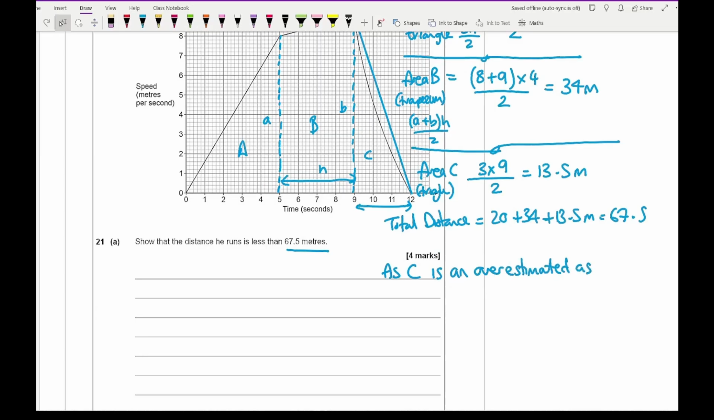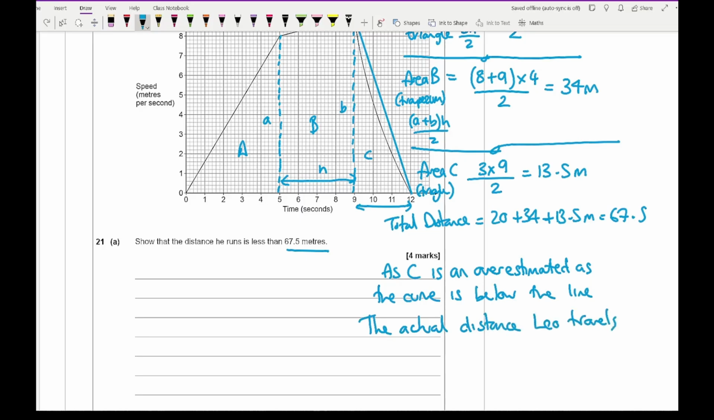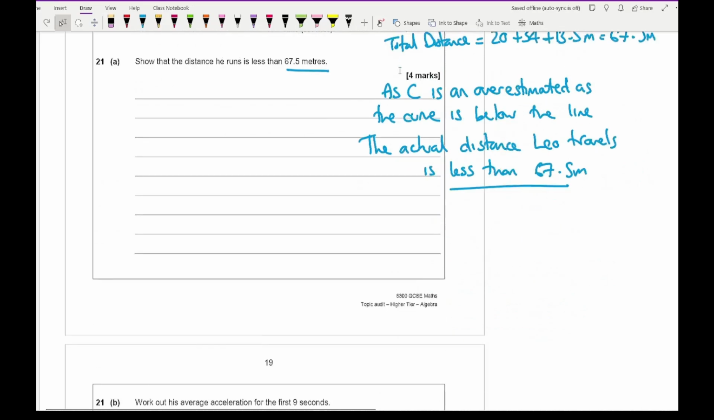as the curve is below the line, the actual distance Leo travels is less than 67.5 meters. So if you write something along those lines just to tie up the answer to this question, then that should be absolutely fine.